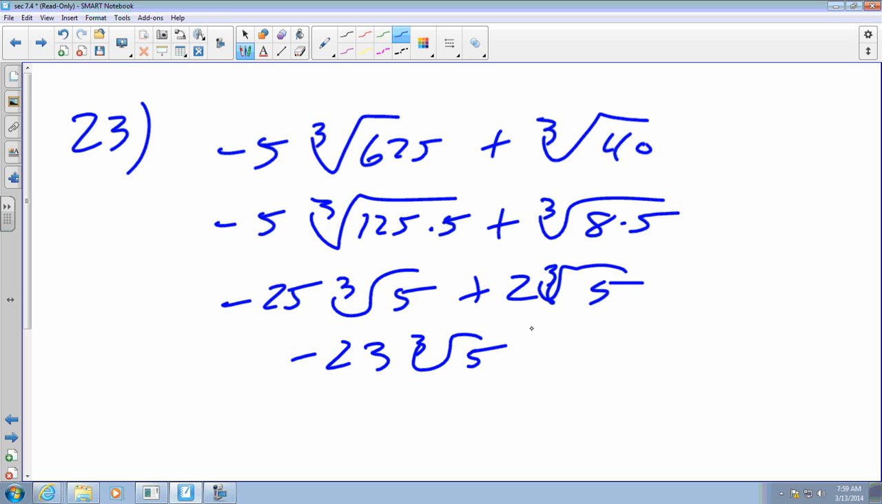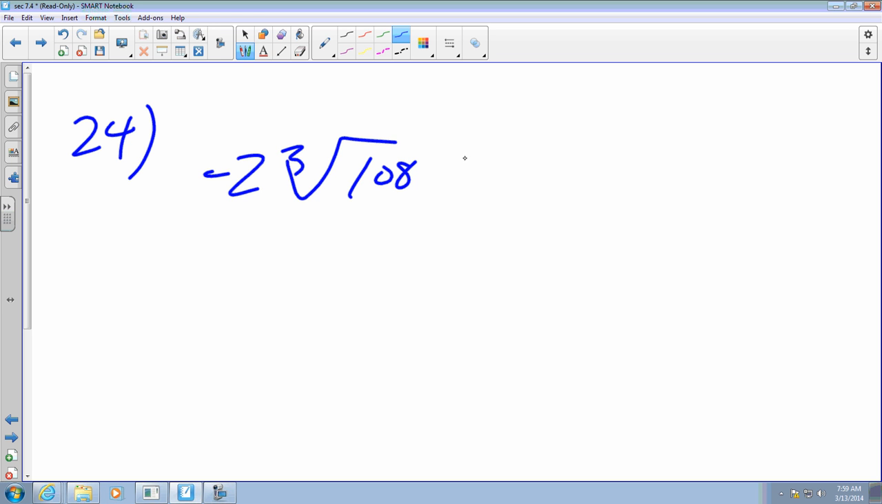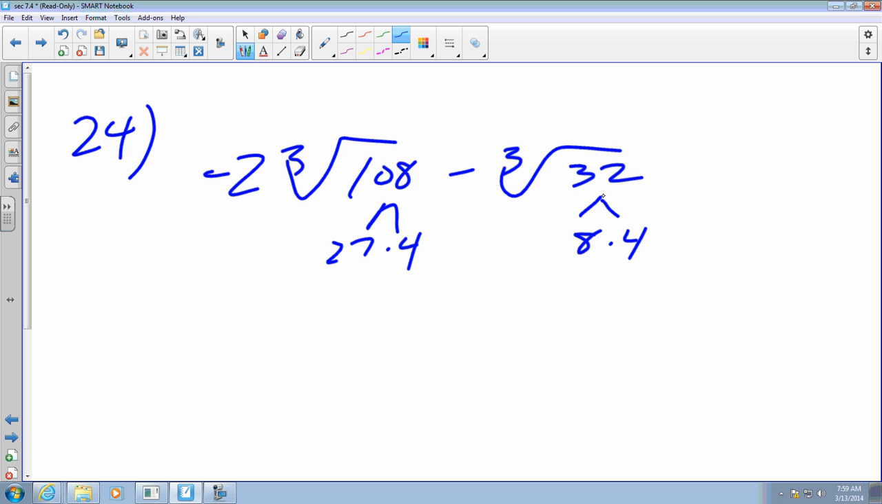The next one is question 24. Negative 2 cube roots of 108 minus cube root of 32. Just like we did a couple examples ago, we're going to split 108 into 27 times 4. This one we're going to split into 8 times 4. When it's a square root, we split it into 16 and 2, but when it's a cube root, since 8 is a perfect cube, we're going to bring it out that way.